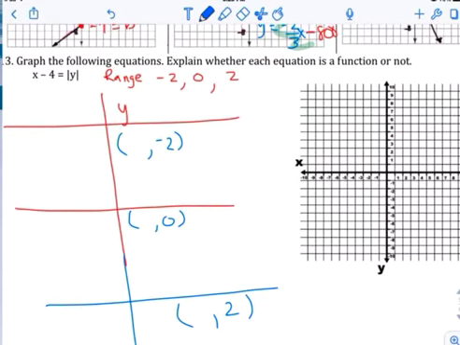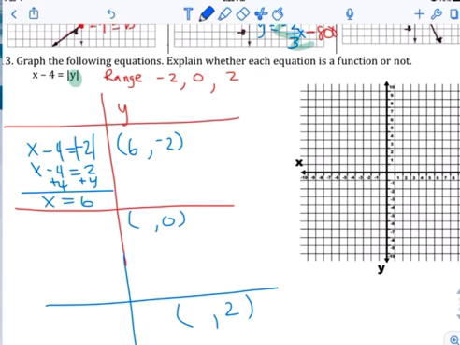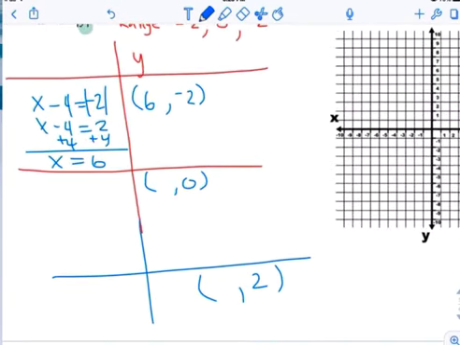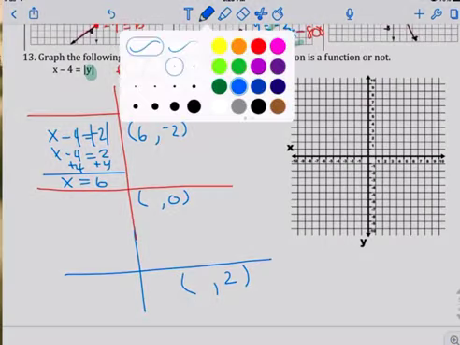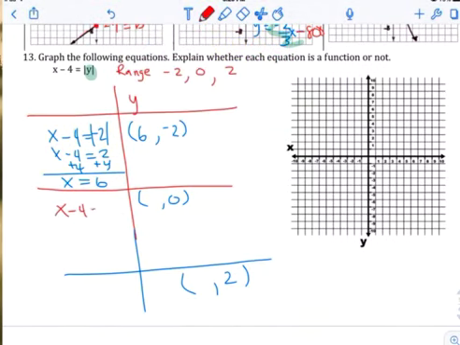So x minus 4 equals the absolute value. Instead of y, you put -2. X minus 4 equals 2, add 4, add 4. You get x equals 6. Okay, same thing here. X minus 4 equals absolute value of 0, which is 0. X minus 4, add 4. X equals 4.